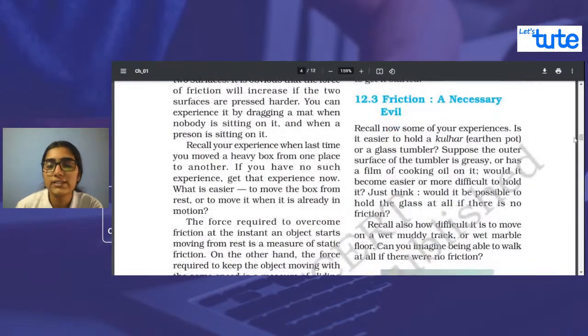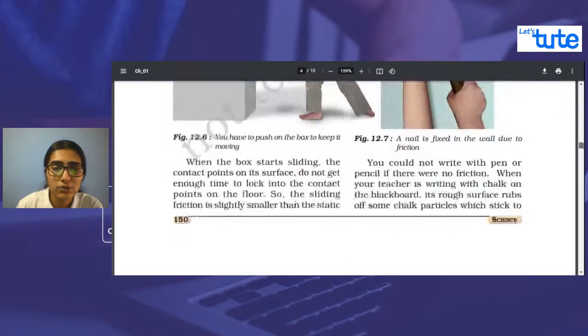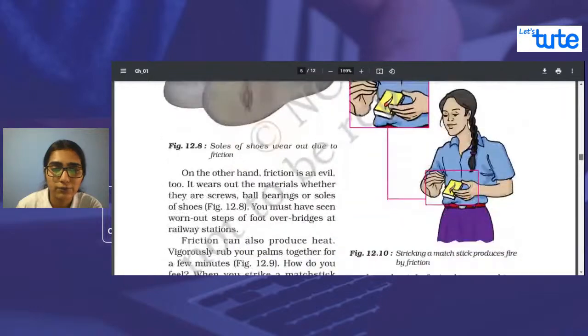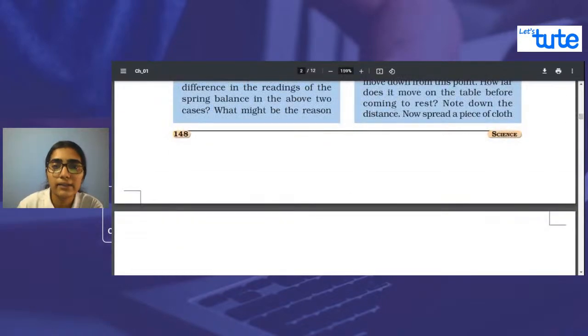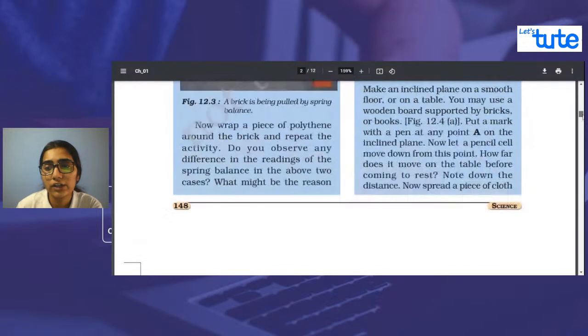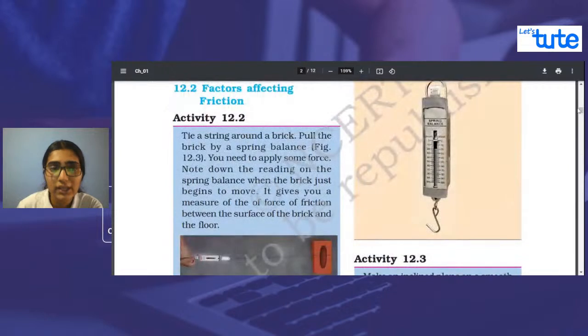So, friction: a necessary evil. Now, why do we say that friction is a necessary evil? I'm not going to explain that. I'm just going to explain to you what the different types of friction are so that it helps you. The rest of the topics I'm going to teach you next time. Today, I'm just going to teach you what the factors affecting friction are, and what the different types of friction are.